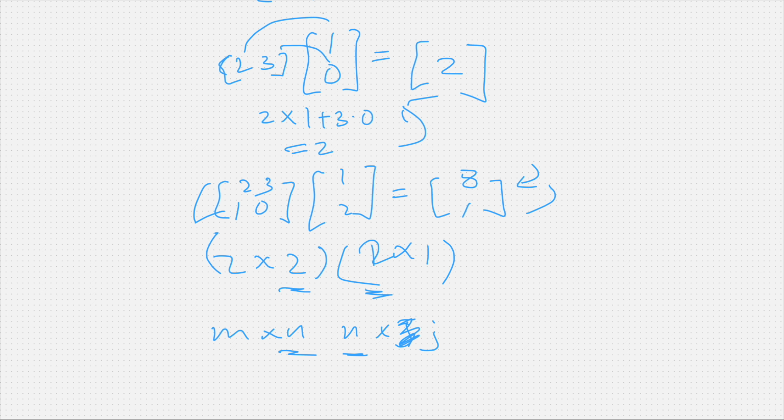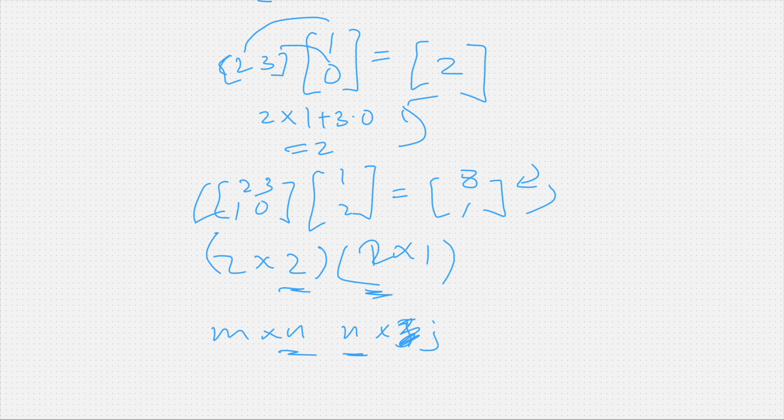And that is what we call conformity in matrix multiplication. You have to have the same number of columns for the first matrix and the same number of rows for the second matrix in order for them to be able to multiply each other in this way.